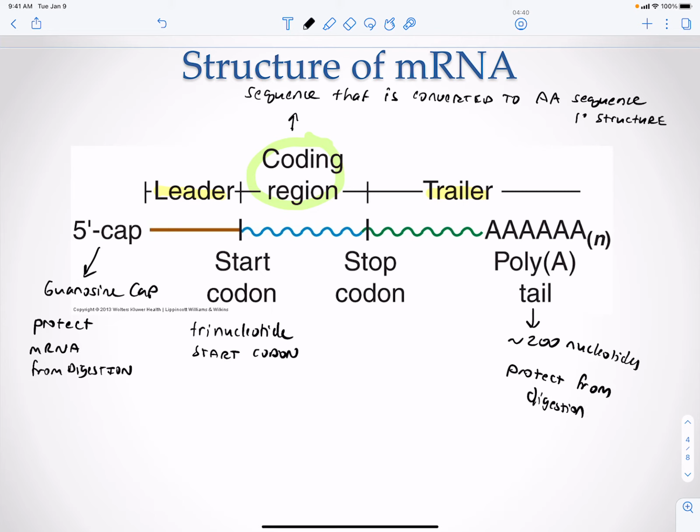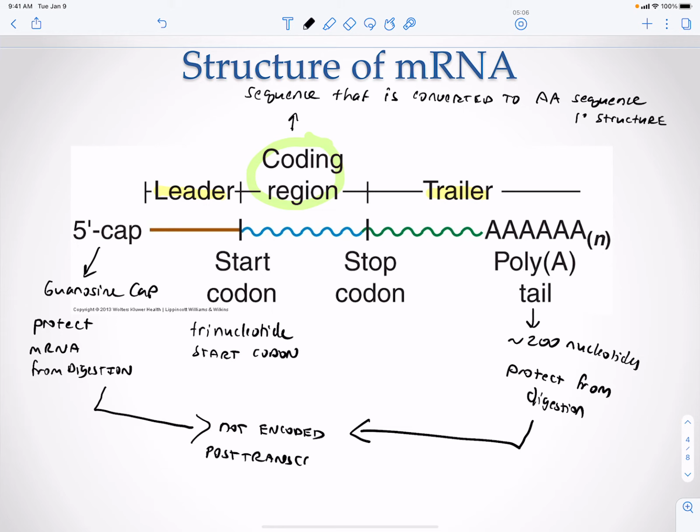So the guanosine cap and poly-A tail are not complementary to the DNA. They are added after, and they are post-transcriptionally added. So our 5' cap and our 3' poly-A tail are not encoded. They're post-transcription modification. Simply just meant they're added after you have transcribed the region of the DNA.